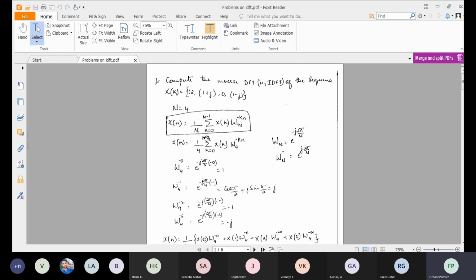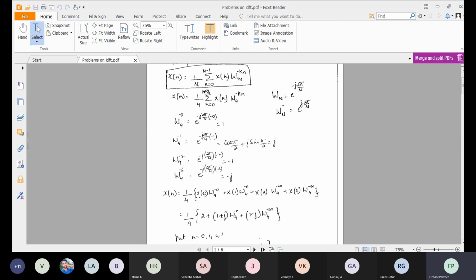X of 0 is 2, x of 1 is 1 plus j, x of 2 is 0, x of 3 is 1 minus j. The same thing you will substitute here. So 1 by 4, x of 0, w4 to the power of minus 0 plus x of 1, w4 to the power of minus n plus x of 2, w4 to the power of minus 2n plus x of 3, w4 to the power of minus 3n. Now when I substitute 2, 1 plus j, 1 minus j.